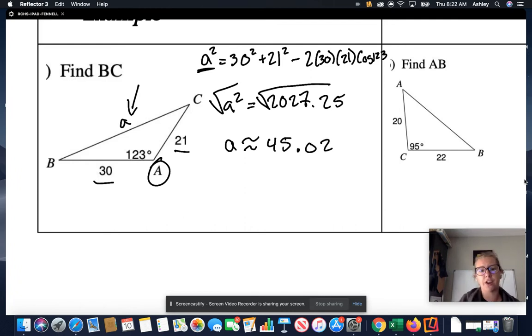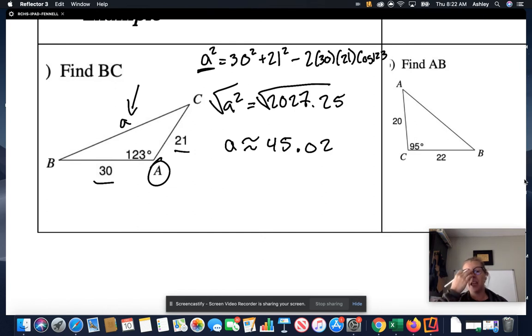Now let's ask ourselves if our answer makes sense. This side A is opposite a very obtuse angle here, right? 123 degrees. So it's definitely going to be my longest side because the other two angles are acute. So side A should definitely be the longest. It's 45. That's definitely longer than 21 and 30.